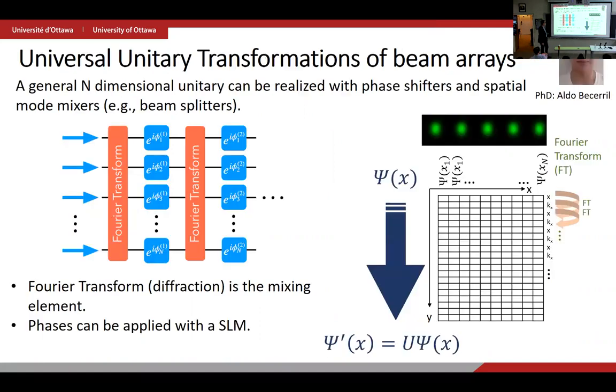So yeah, we'd like to make that one day, but in the meantime, we're just doing this much like the LKB lab did and Fontaine did. We're going to go back and forth, but instead of focusing on transforming into Laguerre modes, we're going to focus on doing these universal unitary transformations.